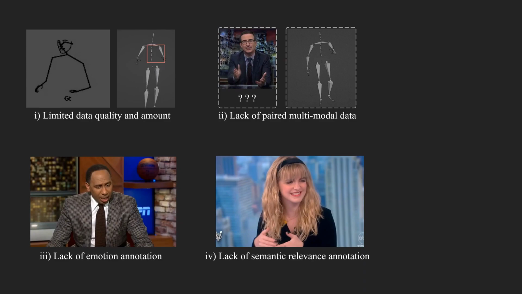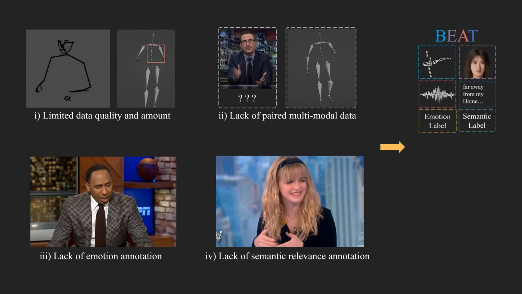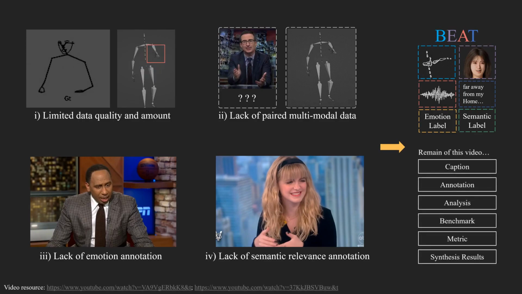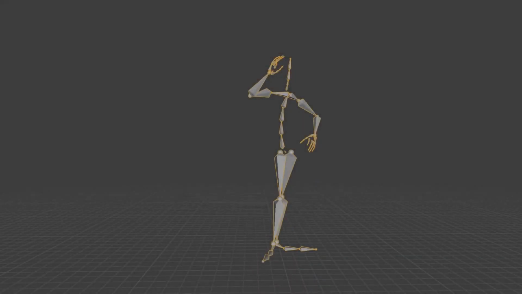To solve these data-related problems, we build BEAT, a high-quality mocap dataset consisting of body motion, expression, audio, text, emotion and semantic annotations. We will introduce BEAT in detail in the remainder of this video. We capture the motion using the mocap system based on 16 synchronized cameras. The source data are represented at skeleton level.